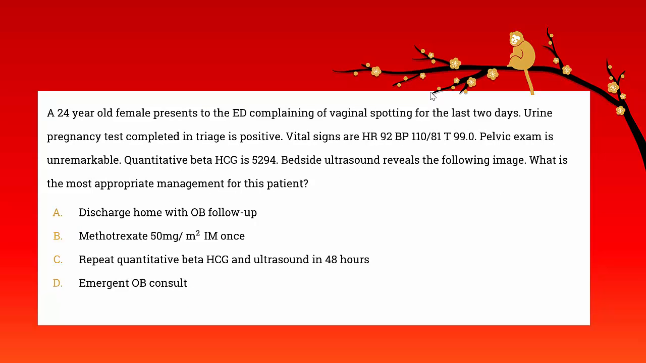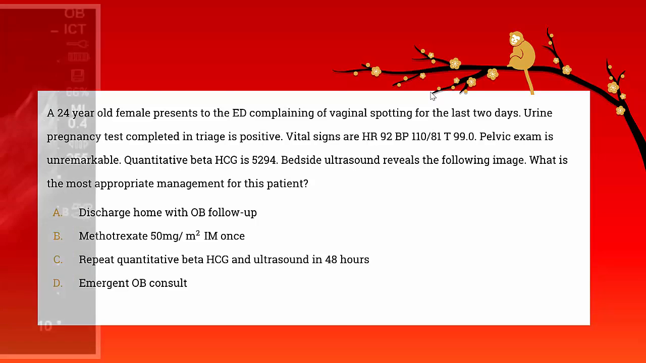Next, we have a 24-year-old female presenting to the ED complaining of vaginal spotting for the last 2 days. Urine pregnancy test completed in triage is positive. Her vital signs are a heart rate of 92 beats per minute, blood pressure of 110/81, and she's afebrile. Pelvic exam is unremarkable. Her quantitative beta HCG is 5,294. Bedside ultrasound reveals the following image. What is the most appropriate management for this patient?